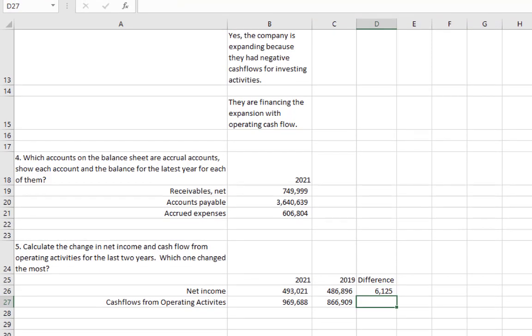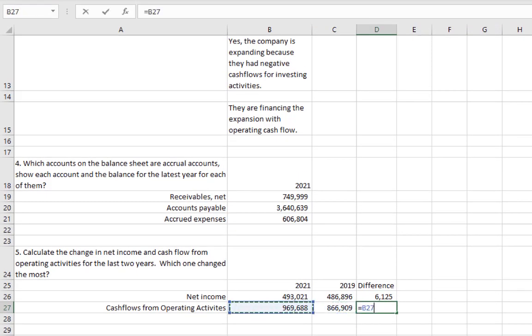Now, I could do the same thing here. I could do equal this minus this, and I'm just pointing. Or I can just copy this cell because it's relative. So in this case, look at this formula. They're taking B26 minus C26. When I copy this down, it's going to still use the same columns because I'm in the same column. But because I'm copying it to the next row, it's going to change this 26 to 27. Both these 26s.